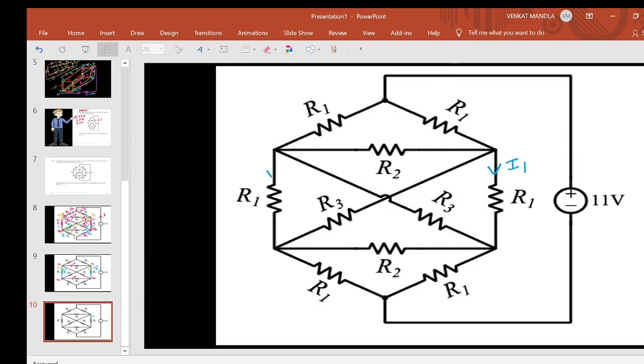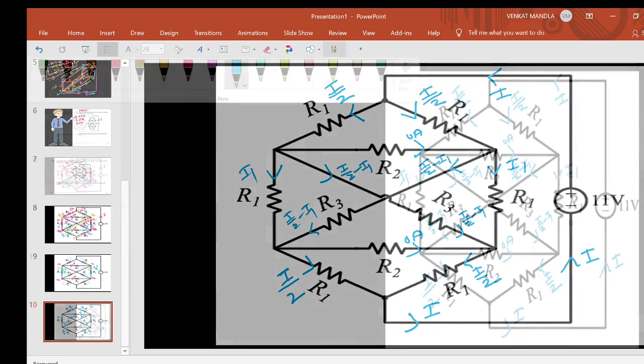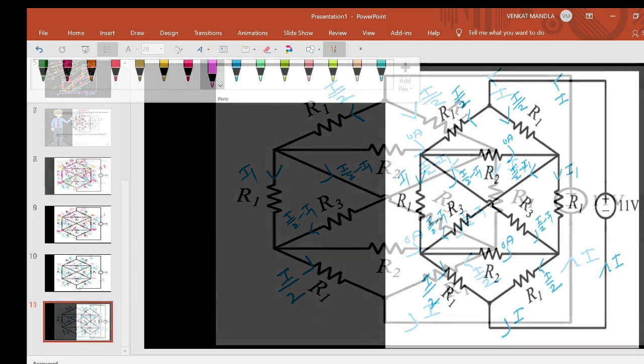This is I1, this is I1, this is I, this is I by 2, this is I by 2, this is 0 amps, this also 0 amps. Now here I by 2 minus I1, here also I by 2 minus I1. Here you will get I by 2, then I by 2 plus I by 2, you will get I, so the same I. This is how the current flows in the circuit, right? Now what you have to do is apply KVL. We have to apply KVL, that's it.